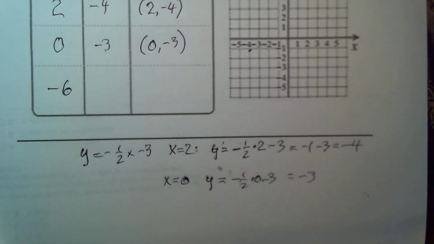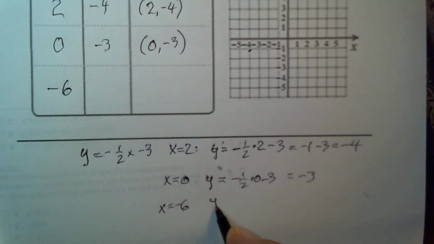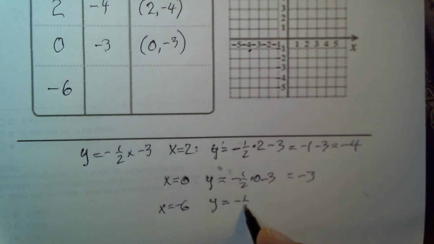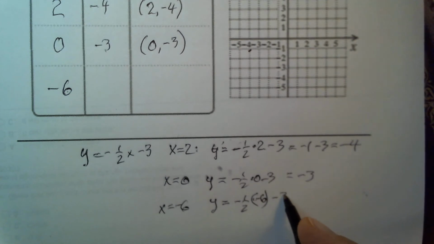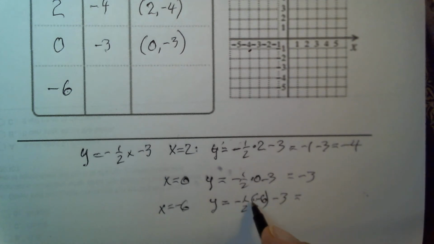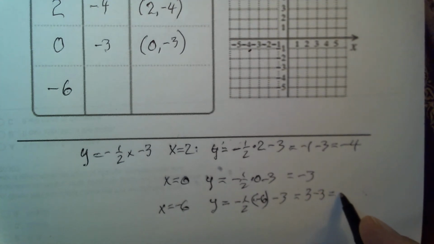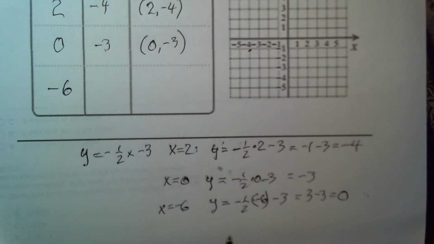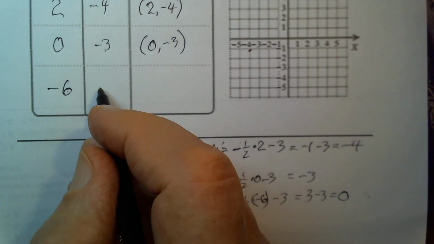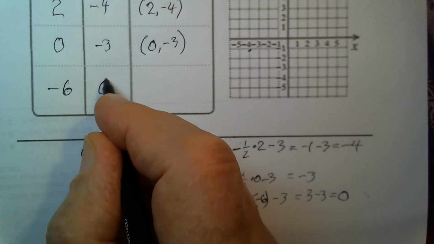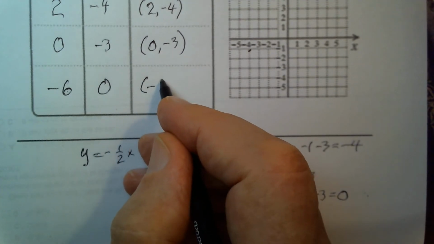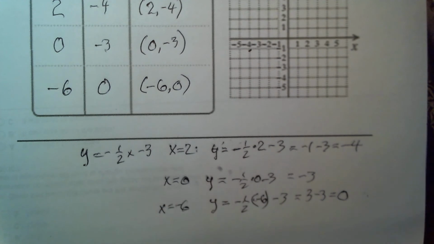And when x equals minus 6, then y equals minus 1/2 times minus 6 minus 3. And minus 1/2 times minus 6, that would be equal to positive 3 minus 3, and that's equal to 0. So when x is equal to minus 6, then y is equal to 0. So minus 6 comma 0.